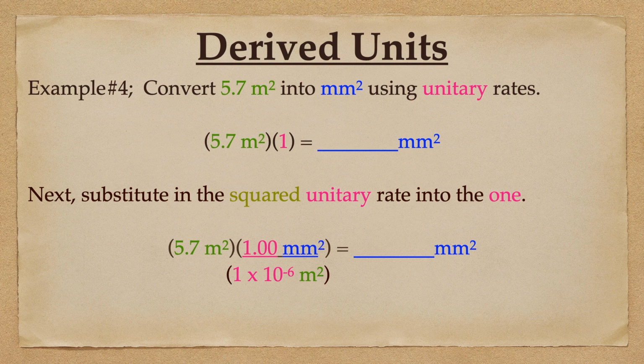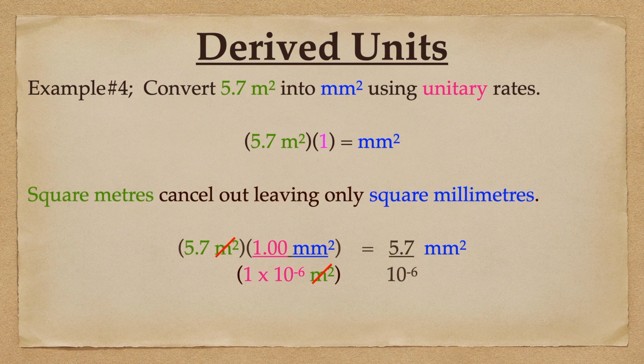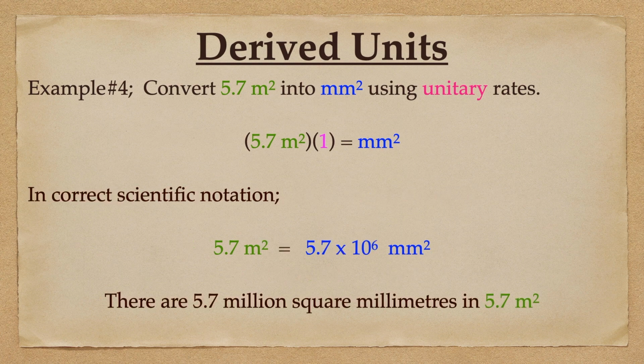This will cancel out the unit square meters and give you 5.7 millimeters squared divided by 10 to the minus 6. Bringing the exponent to the numerator gives you an answer of 5.7 times 10 to the 6th square millimeters. That is how many square millimeters there are in 5.7 square meters.